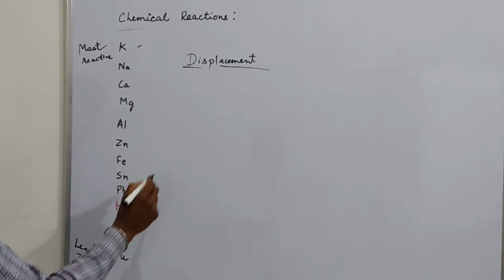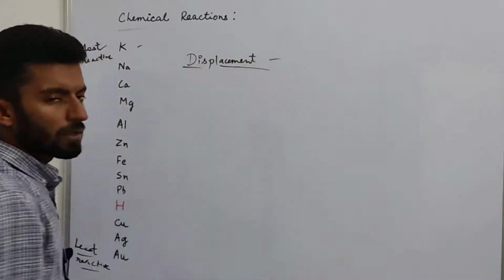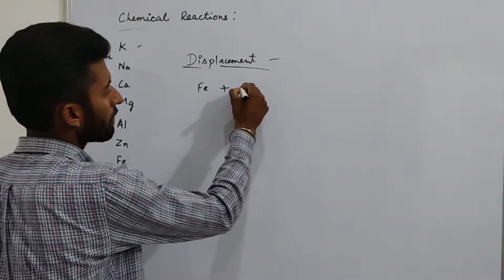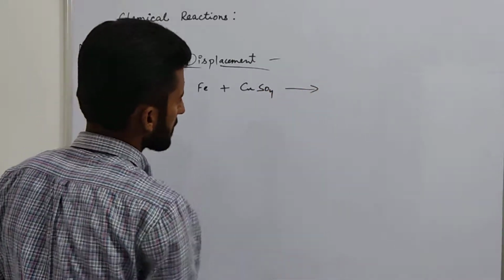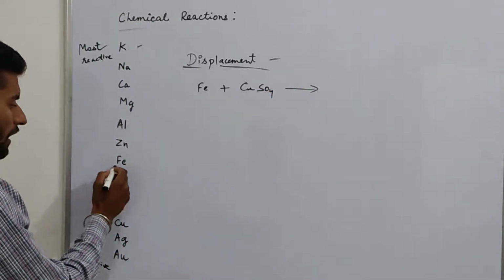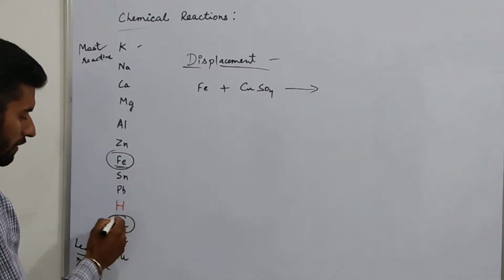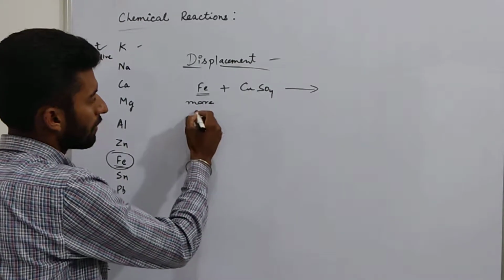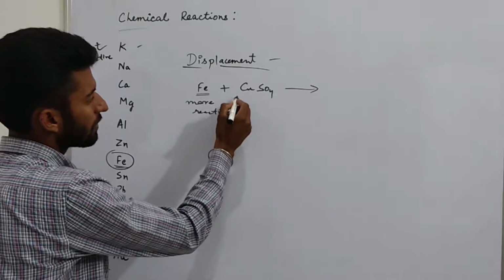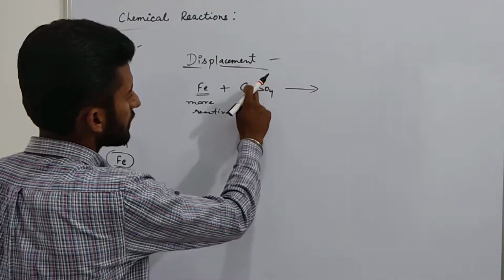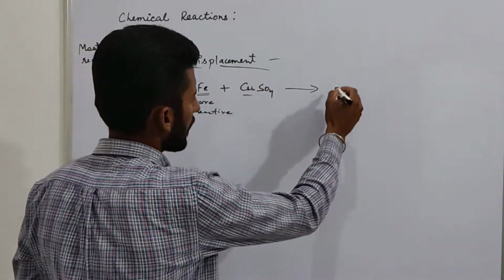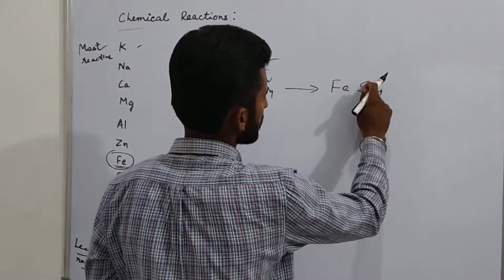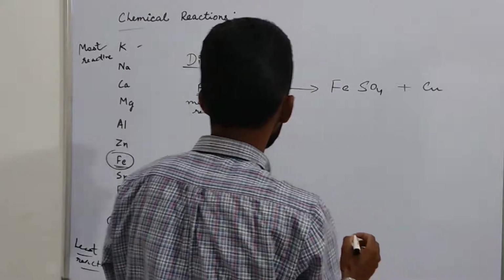Their arrangement is done so that the study of displacement reactions becomes easy. A common example: suppose iron metal reacts with copper sulfate. You can see here iron has a higher position, copper has a lower position than iron. So iron is more reactive than copper. How is this reaction carried out? Iron displaces the copper and itself combines with sulfate and forms FeSO4, plus copper metal.